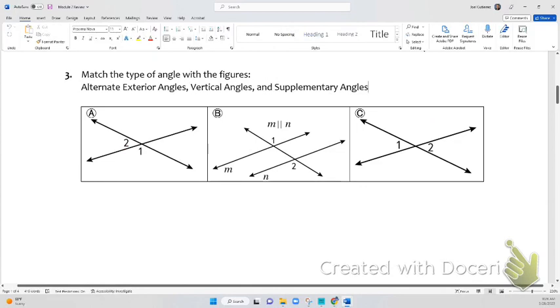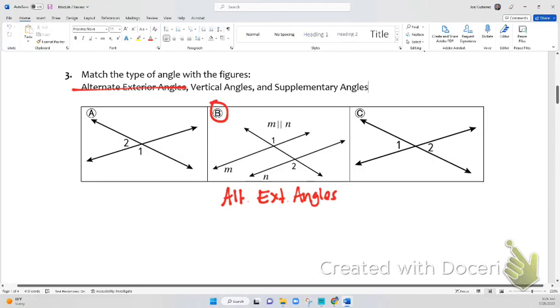For number 3, they want you to match the terms to the diagrams or the pictures. So it says alternate exterior angles. Exterior angles means that they have to be two angles on the outside. This can only work when you have a set of parallel lines cut by a transversal. So in this case, the only one that can be that is letter B. And this one down here, I'm just going to put alternate, ALT, exterior, EXT, and then angles. So I'm done with that first one.